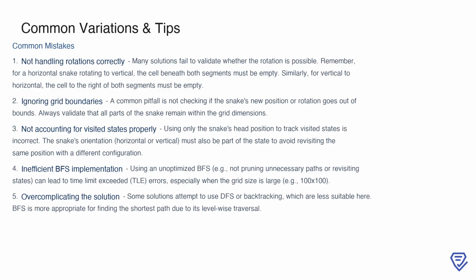Speaking of inefficiency, an unoptimized BFS can lead to time limit exceeded errors, especially on larger grids, like 100 by 100. Avoid revisiting states unnecessarily and prune paths that don't lead closer to the target. Finally, overcomplicating the solution by using methods like DFS or backtracking can cause issues, as these approaches aren't well suited for finding the shortest path. BFS, with its level-wise traversal, is the more appropriate choice here.